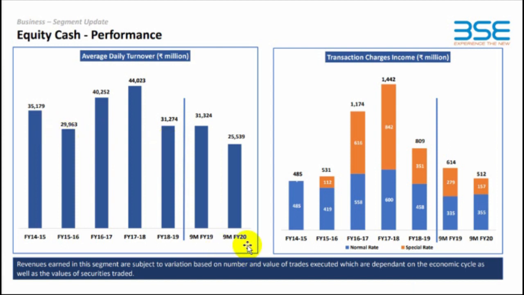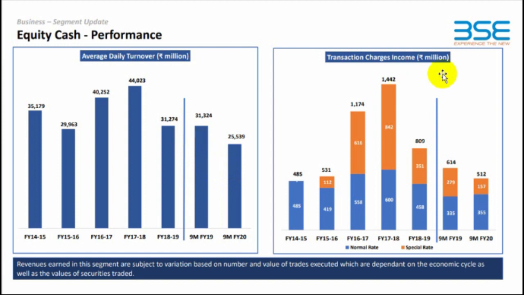For 9 months ending fiscal year 20, that is 3 quarters, data shows that the total average daily turnover was approximately around 25,539 million rupees. This is the amount of buying and selling that has happened in the equity cash market. This is even lower than where it was in 9 months ending FY 19.